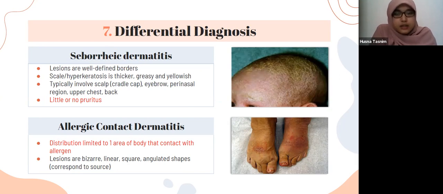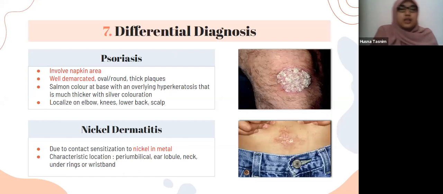Second is allergic contact dermatitis. From the name itself, we know that the patient is allergic to something, for example rubber shoes, moisturizer, soaps, and so on. It is difficult to differentiate allergic contact dermatitis from eczema, but distribution limited to one area of the body suggests the diagnosis, because that area is the one in contact with the allergens. The shapes of the lesions correspond to the source, so they can be bizarre, linear, square, and angulated shapes.